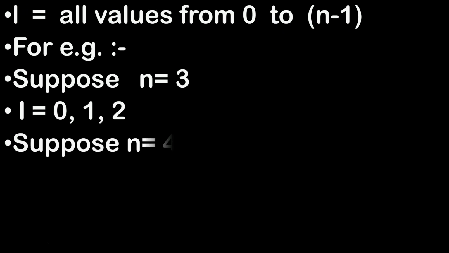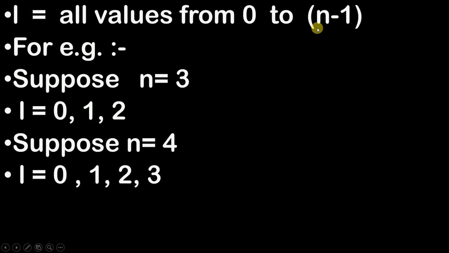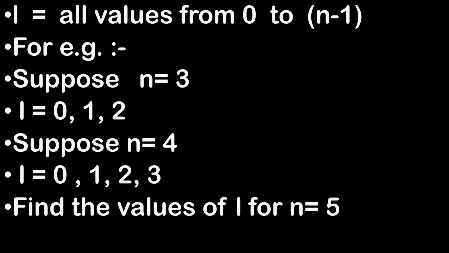Similarly, suppose if your n is 4. That is, suppose the energy level is fourth energy level. Then what are the values of L? Obviously from 0 to 4 minus 1. That is 0 to 3. That is 0, 1, 2 and 3. Now moving ahead, find the values of L for n equal to 5. This is the question for you all, and you have to comment below in the comments section.